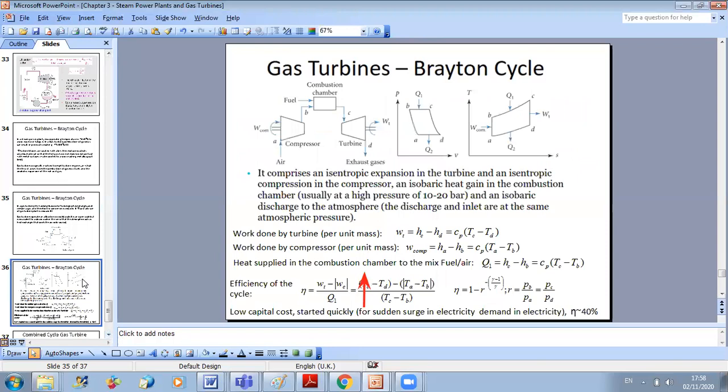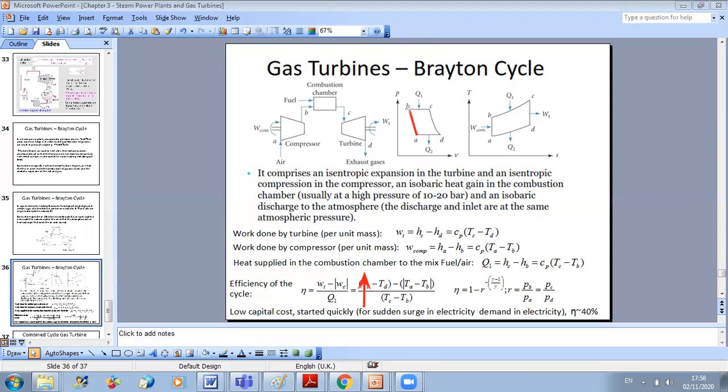Okay. So you have, for example, four stages here. The first stage is the compression, so as you can see here, a compression from A to B. In the compression phase, the temperature will increase and the pressure will increase.